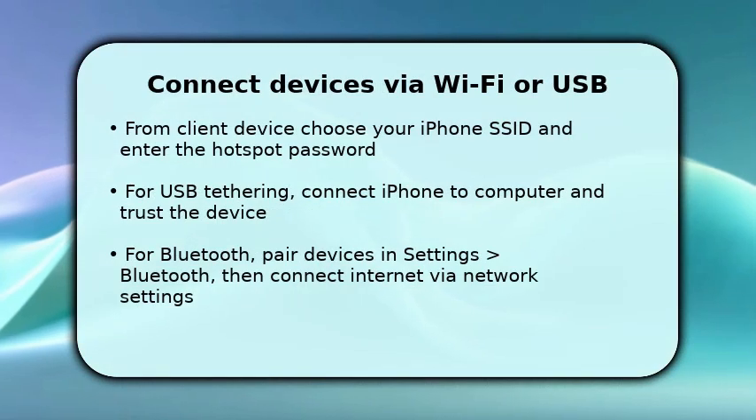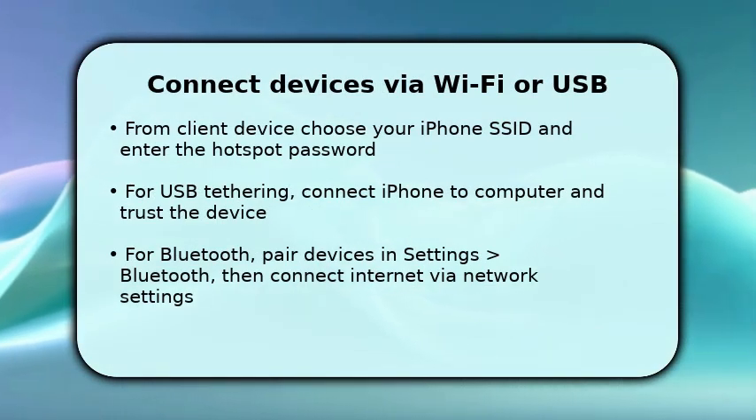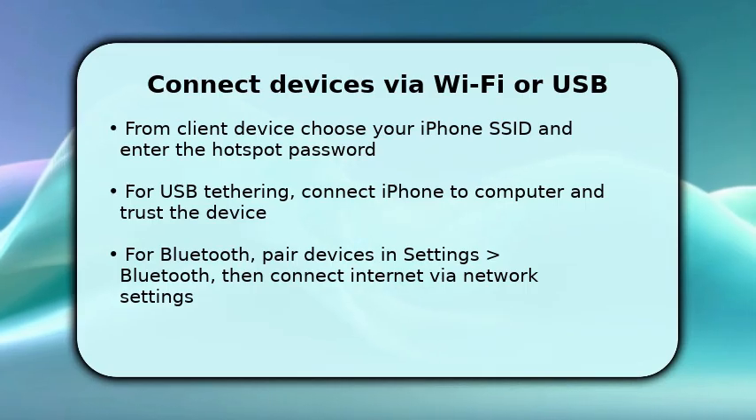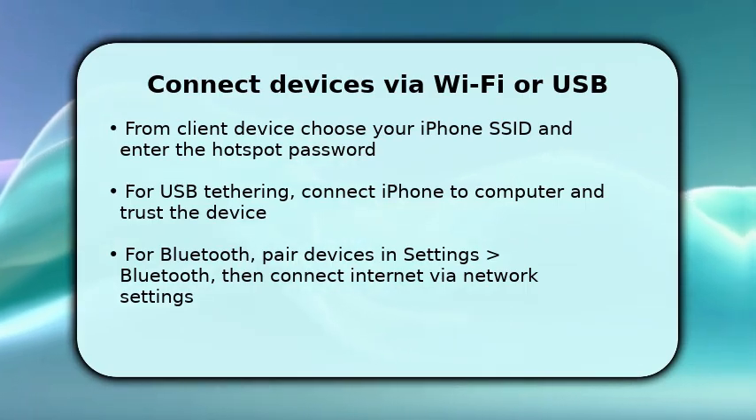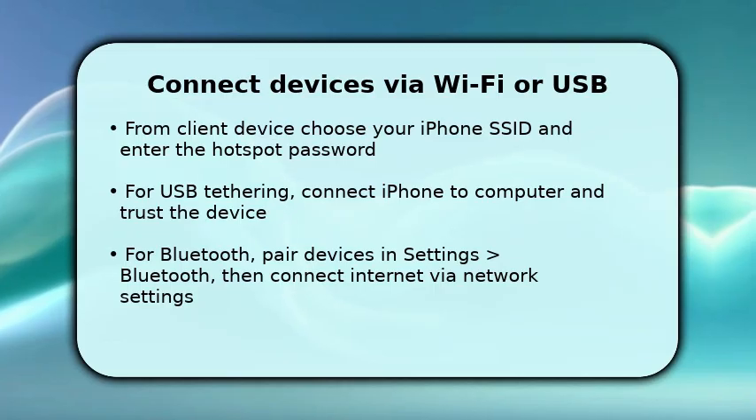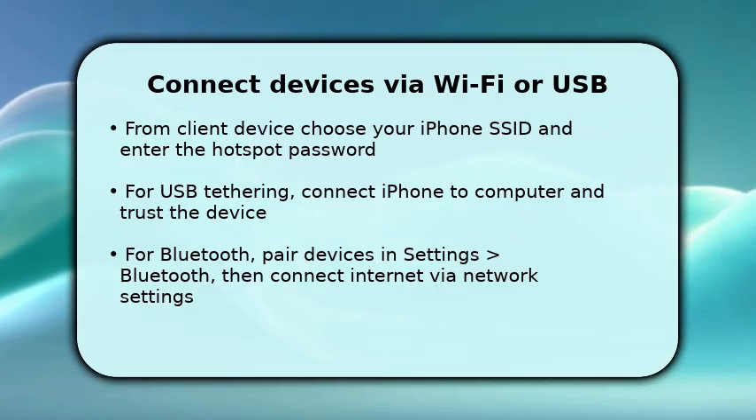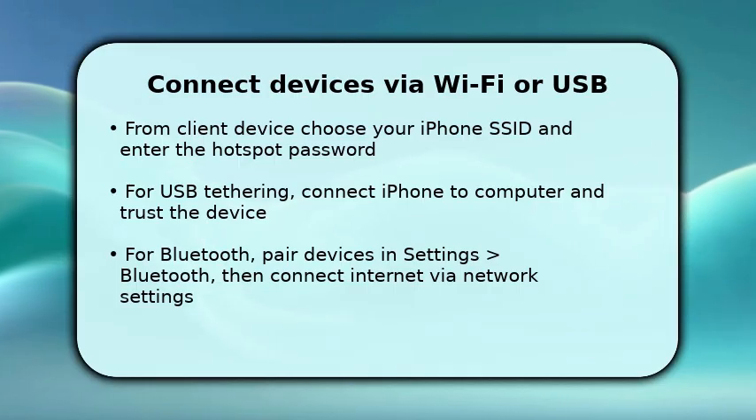Now connect the client device. For Wi-Fi, find the iPhone SSID in the Wi-Fi list and enter the hotspot password. This is fastest for phones and tablets. Once connected, check the client shows an IP and internet access. If not, renew the connection by forgetting and rejoining.